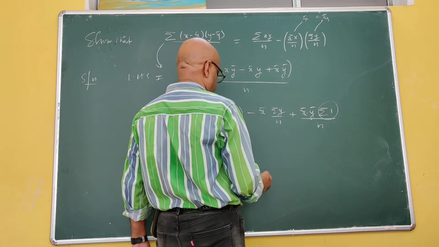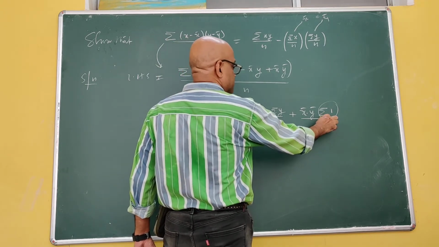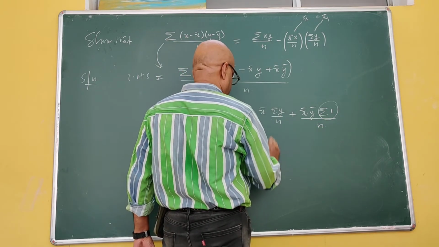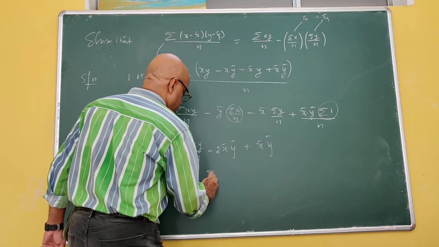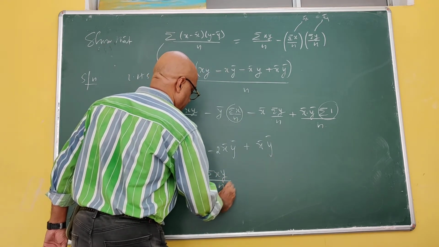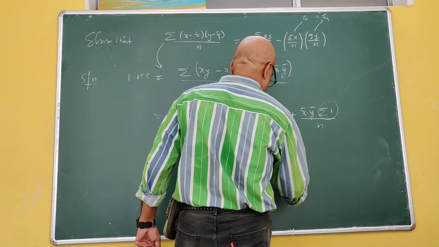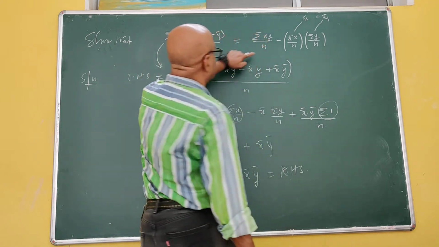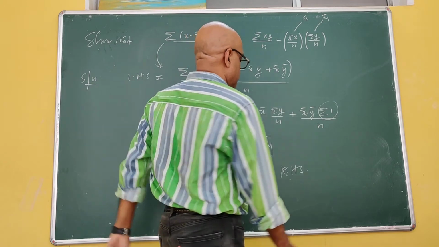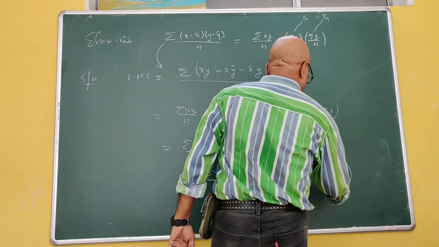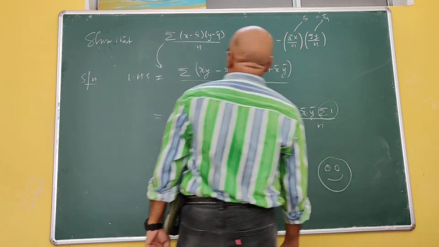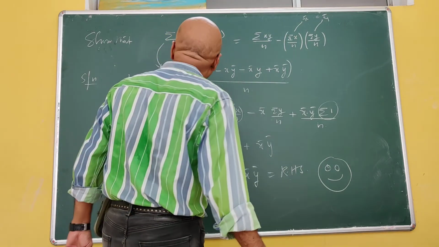This and this are taken together. Plus this becomes n, and n goes, you get x bar y bar. So this finally becomes summation x bar divided by n minus x bar y bar, and this is the right hand side. That's the right hand side. So you see, things are pretty simple.